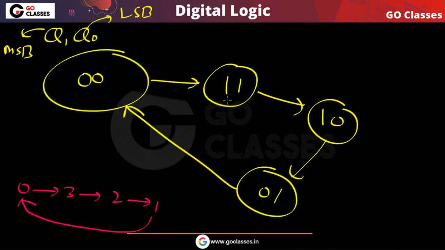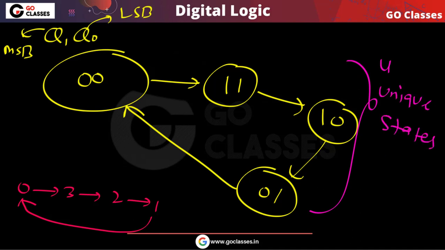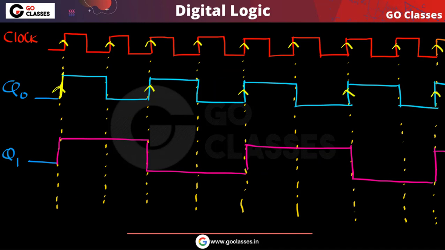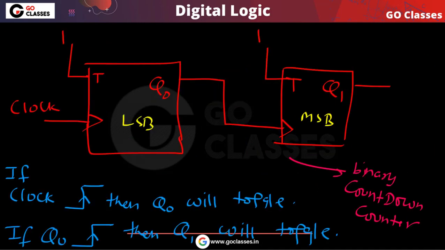Okay, this is the sequence of states through which this counter will go. There are a total of four unique states here. Because this counter is going through four unique states, I can say that this is a modulo 4 counter. Finally, I can say that this is a binary countdown counter.